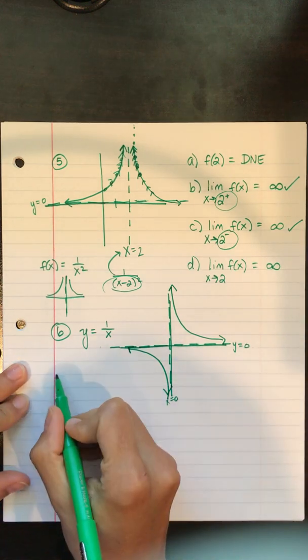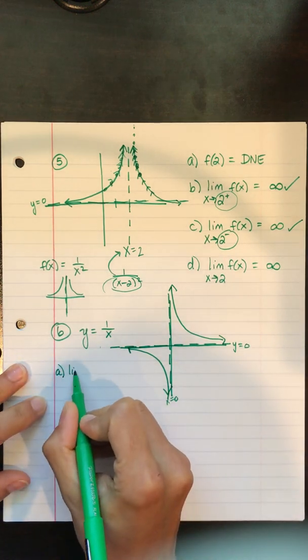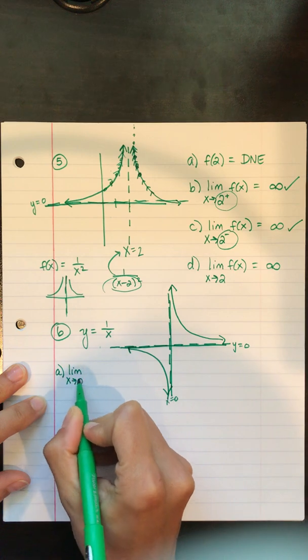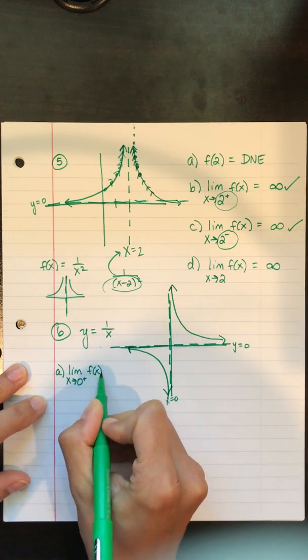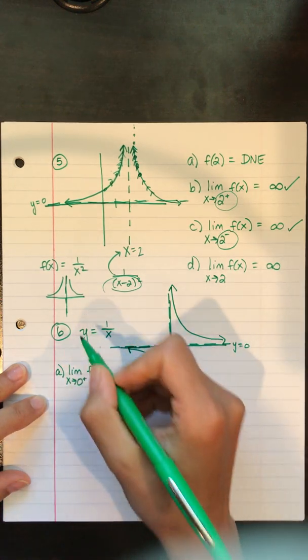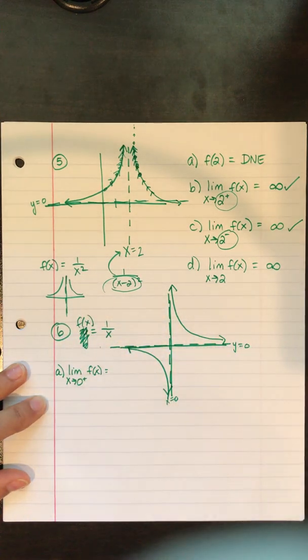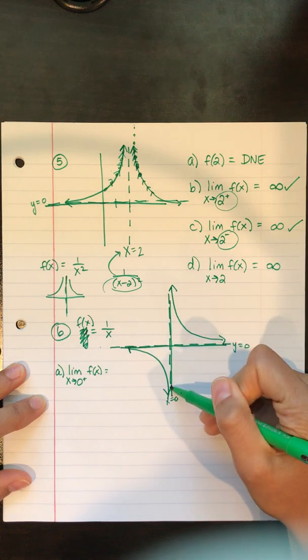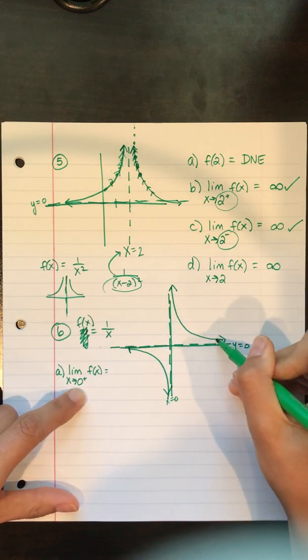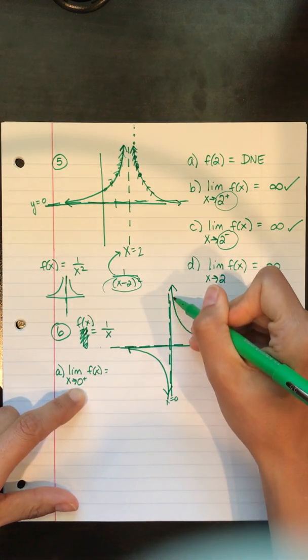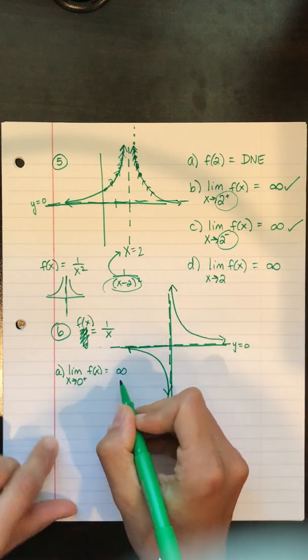So let me ask you a series of questions. 1, what's the limit as x approaches 0 from the right of f of x? Well, I'm calling it y. Why don't I call it f of x? So to be consistent, this is the f of x graph. Okay, here's 0. Approaching 0 from the right would be like this. What are those y values doing? They're going up to infinity.